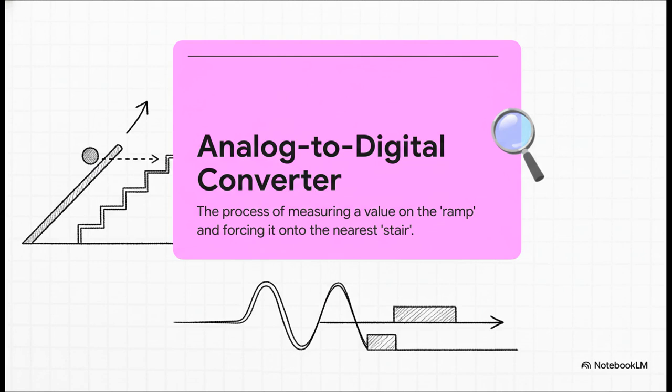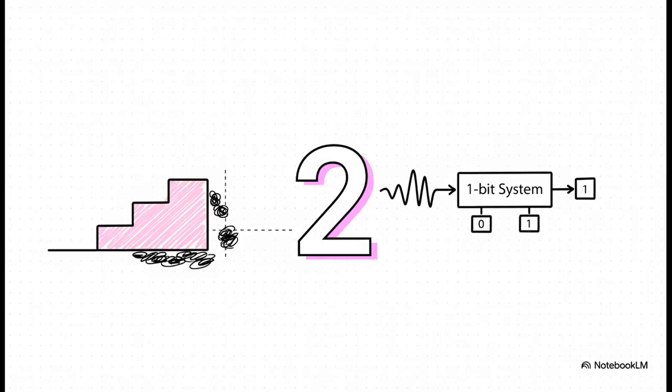So how do we get from that ramp to the staircase? Well, this is where a little piece of tech magic comes in. It's a critical component called an analog to digital converter, or ADC for short. Its whole job is to look at your exact position on that smooth analog ramp and then basically force you onto the closest digital stair. It takes the infinite and makes it finite. Pretty cool, right? Now, the quality of this whole process really depends on how many stairs we decide to build.